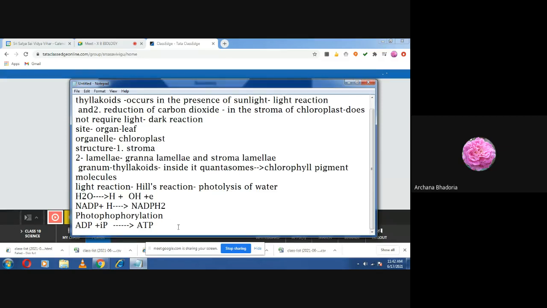And you all know that ATP is the energy currency of the cell. तो ATP बन गया. Now try to understand these two things are very very important for the second reaction of photosynthesis. And what is the second reaction of photosynthesis?